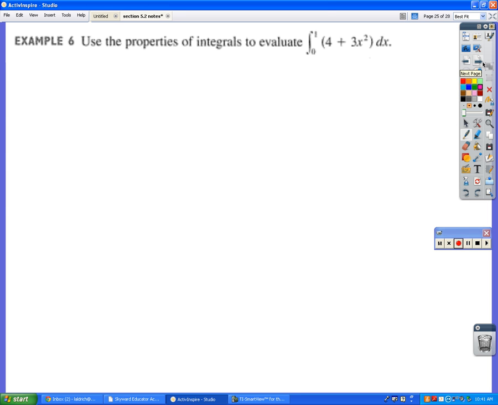All right. So let's use these properties to evaluate the integral from 0 to 1 of 4 plus 3x squared dx. Okay?